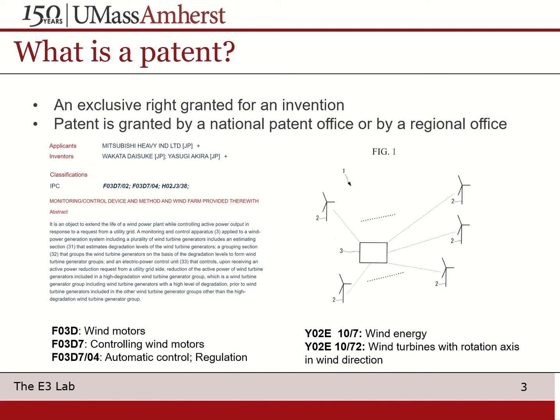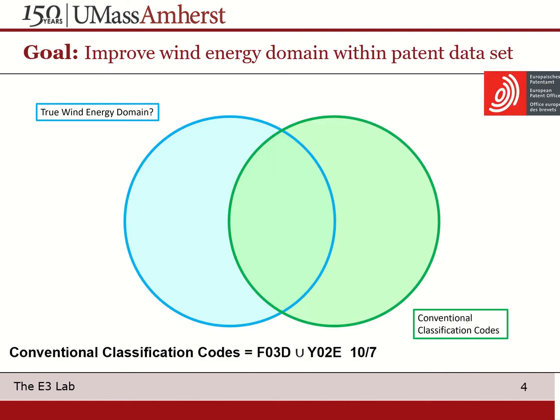Therefore, by grouping these two codes, they capture wind energy patents based on the existing standards. For the purposes of this presentation, these two codes will be referred to as the conventional classification codes. This leads us to the goal of this project, which is to improve the wind energy domain within a patent dataset aside from just using the conventional codes.